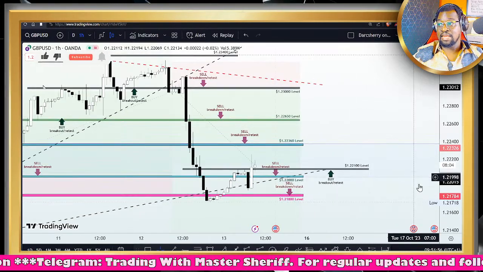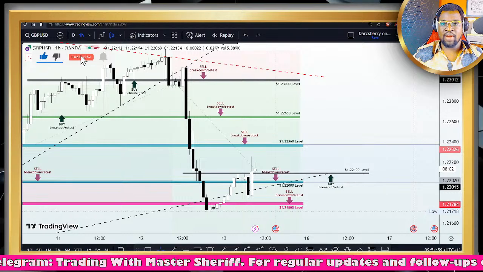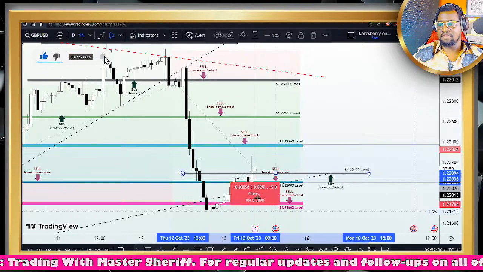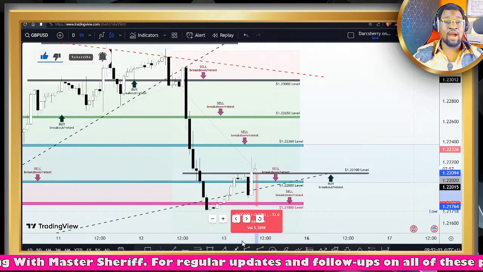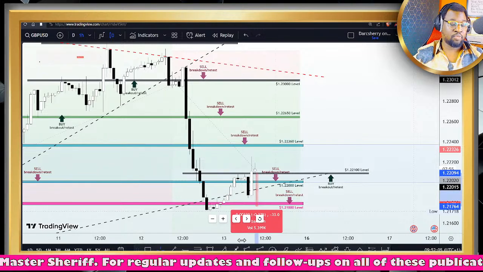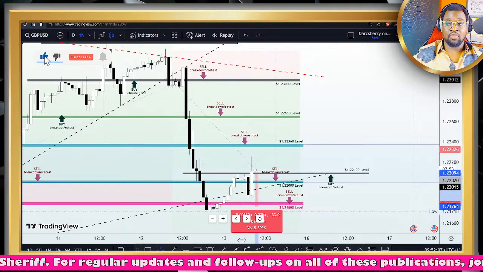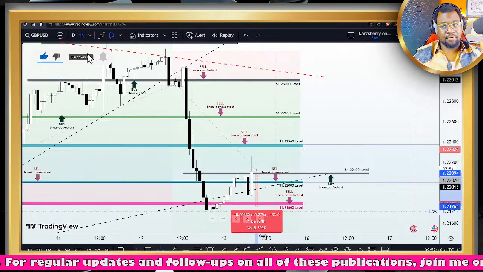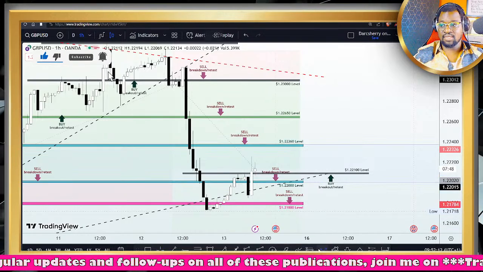So for me personally, I already have a buy position running right now, with my stop loss being a very wide one, just right below that key level at the 1.218, and let's see how the market will play out here. Now, let me recap what I just said here for those who missed out on that.